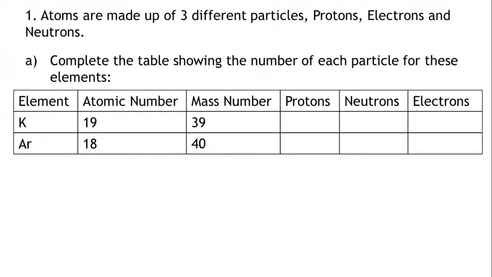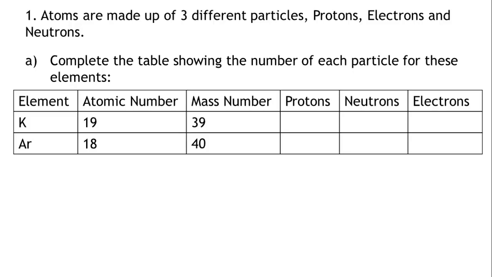Question 1. Atoms are made up of 3 different particles: protons, electrons, and neutrons. Part A. Complete the table showing the number of each particle for these elements. Let's write down what we know.